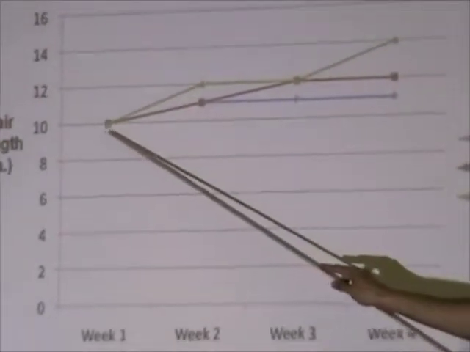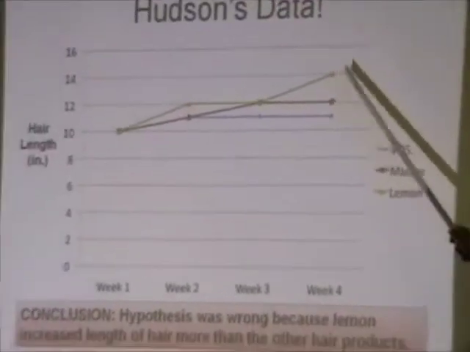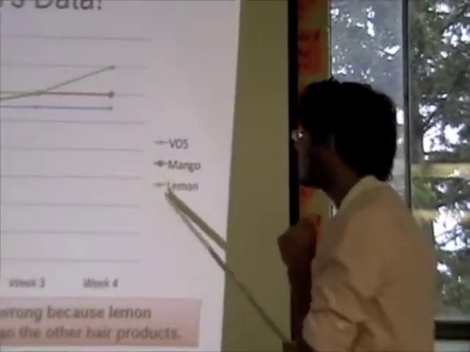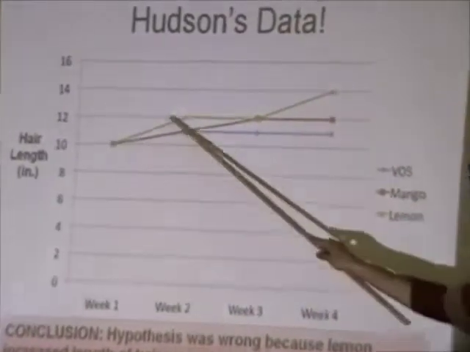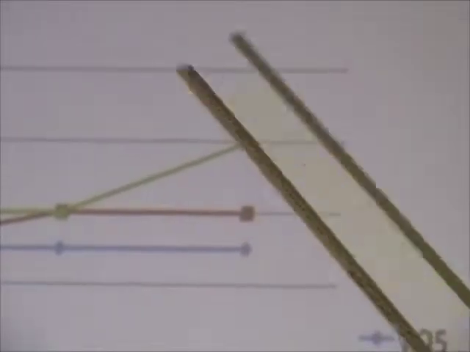Now let's look at mango. Mango went from 10 inches to 11 to 12, and then it just leveled off at 12. Okay, so that was mango. And then the last one that I really want to look at, the one that's the highest above, is the tomato. Remember, I made a mistake there. That was tomato. So tomato went from 10 to 12 right away, stayed at 12 for a little bit, but then jumped up to 14 inches.